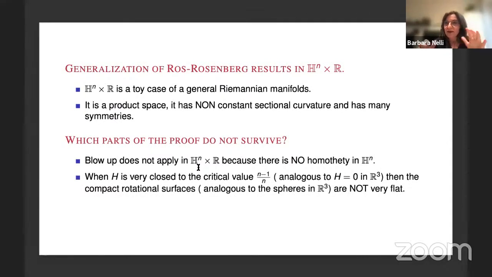I told you before that when H is going to 0, then the real sphere is flatter and flatter near the top. Here, when H approaches the critical value, that is not 0, here it is n minus 1 over n, in the case of n equal 2 it is 1 over 2, then the compact rotational hypersurfaces, analogous to the sphere in R^3, are not very flat. Look at the picture.